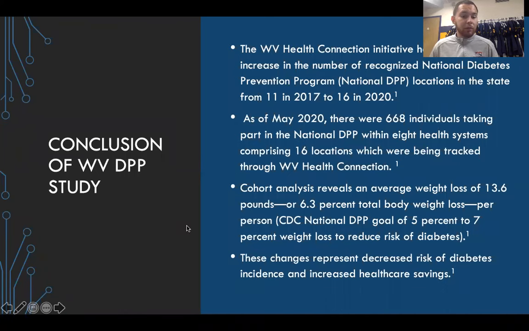So in conclusion, for the West Virginia Diabetes Prevention Program, the Health Connection Initiative has supported an increase in the number of recognized National Diabetes Prevention Program locations in the state from 11 in 2017 to 16 in 2020. So that's great. We went from 11 locations to 16 in just 3 years.